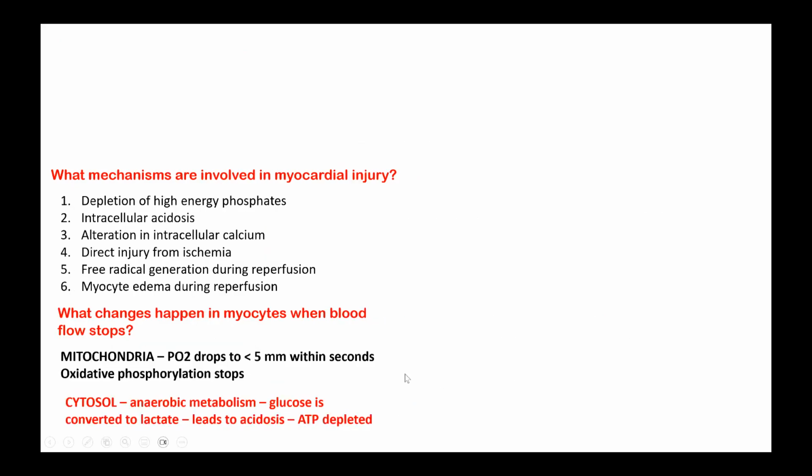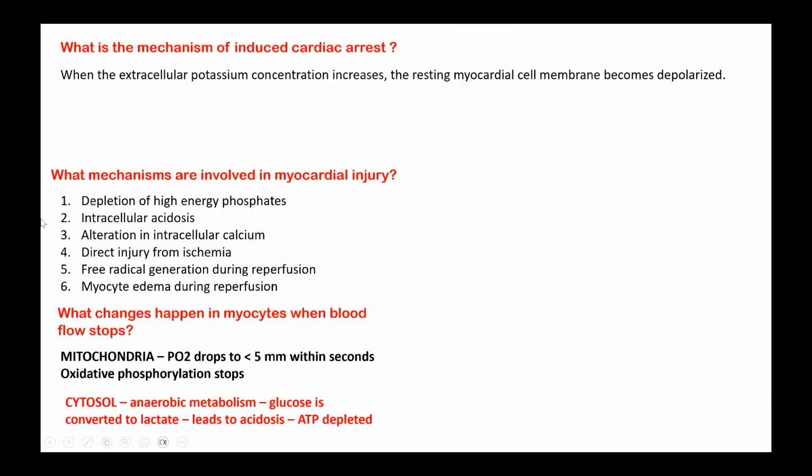Okay, and what are the mechanisms of induced cardiac arrest? The extracellular potassium concentration increases and raises the resting membrane potential from normal. What is the normal resting membrane potential? Minus 90 millivolts. Minus 70 to 80 or even 90. So it is very deeply negative. And if it reduces to minus 50, it is tending to become more positive. Even though it is still negative, it is becoming more positive.